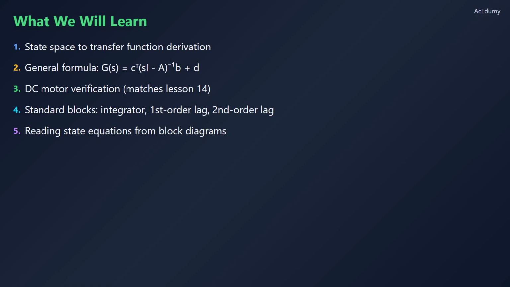In the previous lesson, we learned how to write state space models for physical systems. Now we go in the other direction. Given a state space model, how do we find the transfer function? We will derive a general formula, verify it with the DC motor example, and then show the state space equivalence of standard transfer function blocks.